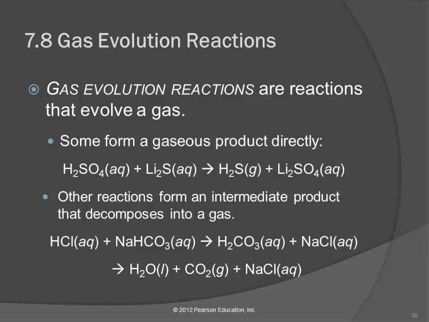Other reactions are going to form an intermediate product that will decompose into a gas. So if we react hydrochloric acid with baking soda, which is sodium hydrogen carbonate, what gets formed is carbonic acid, H2CO3. Carbonic acid is not stable, and so it's going to come apart all by itself. It's going to just fall apart into water and carbon dioxide.